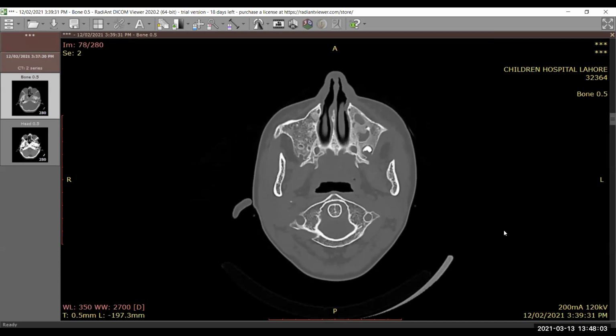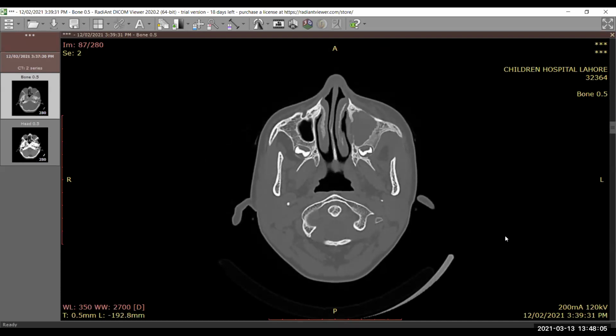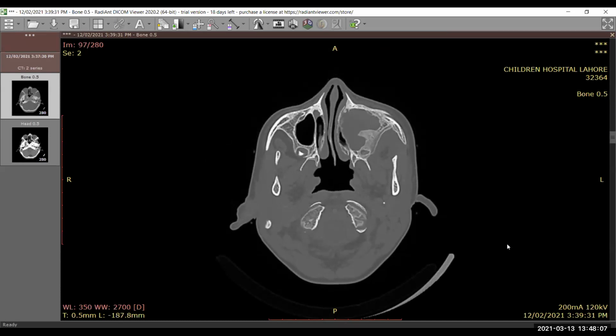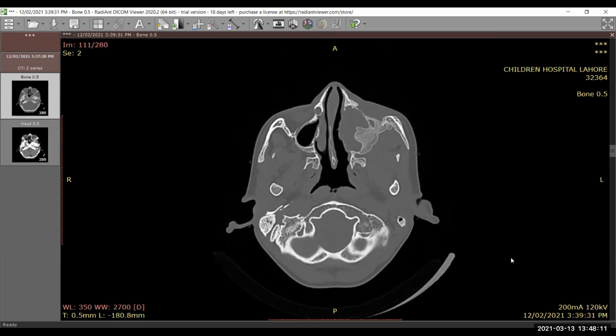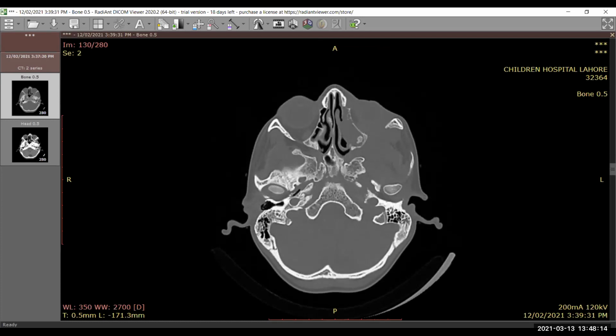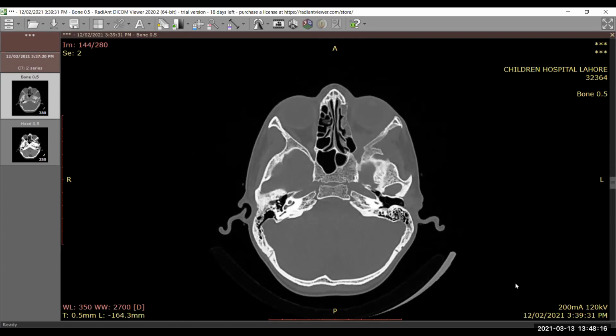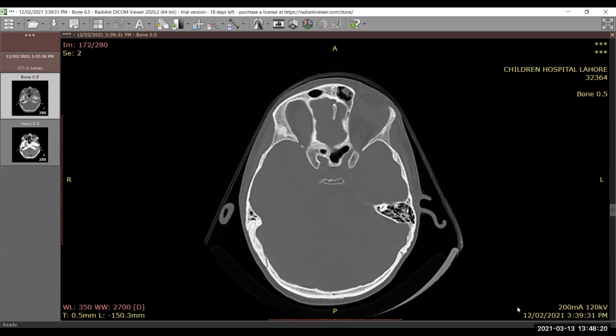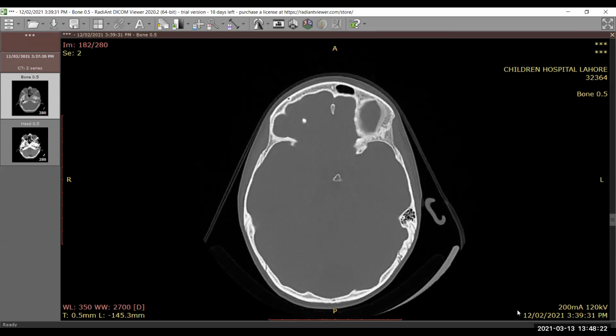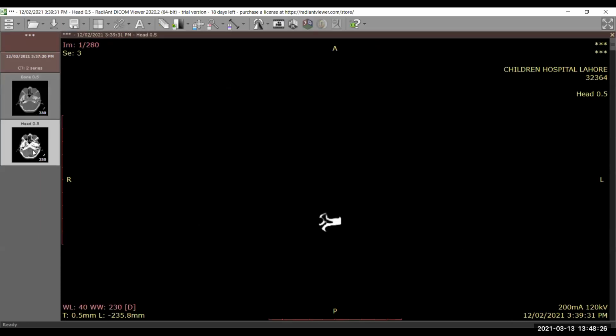Okay, bone window. I can see now there is some lytic lesion along the left maxilla with thinning of the bones. So I saw a lytic lesion in the maxillary area.